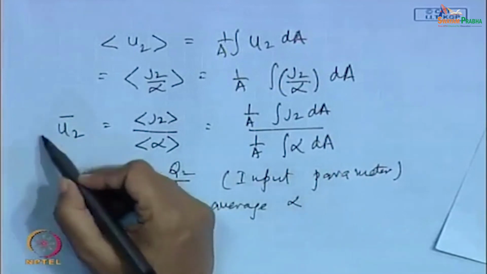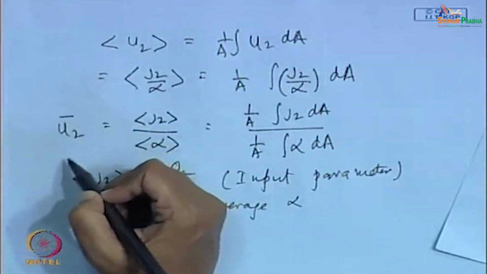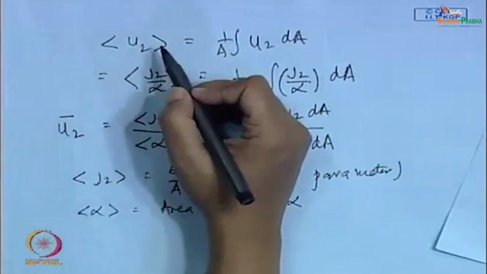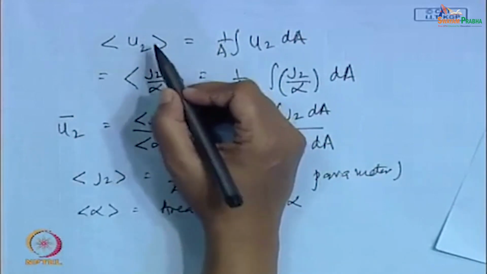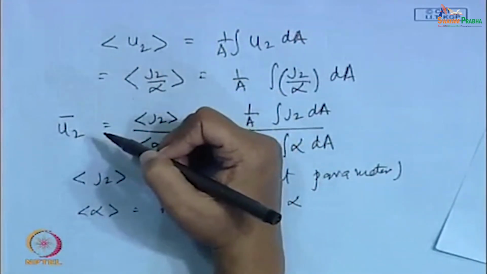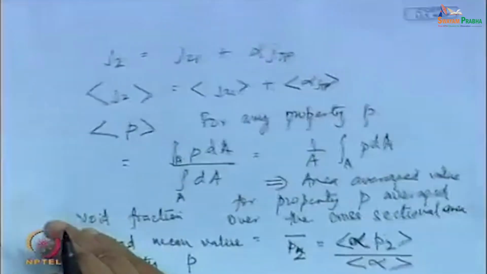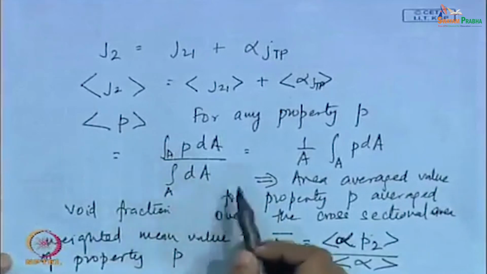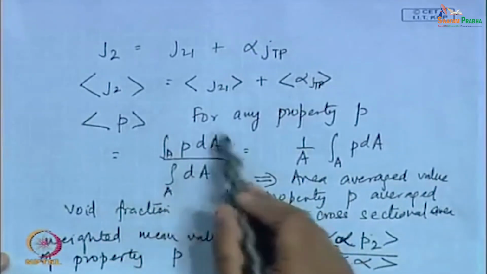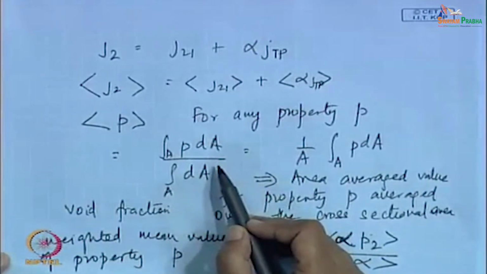Okay. So, therefore, this is a much more friendly quantity or a much more determinable quantity as compared to this. So, therefore, these concepts have to be very clear. Now, remember one thing, certain concepts you have already learnt in single phase flows. For example, this area averaged value, this you have already learned in single phase flows, is not it?